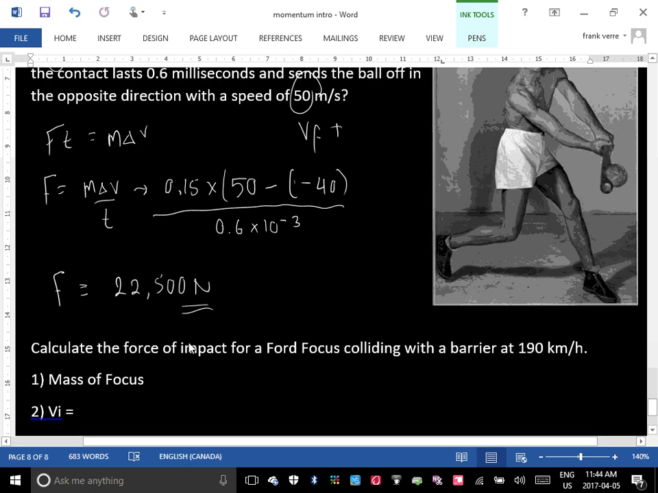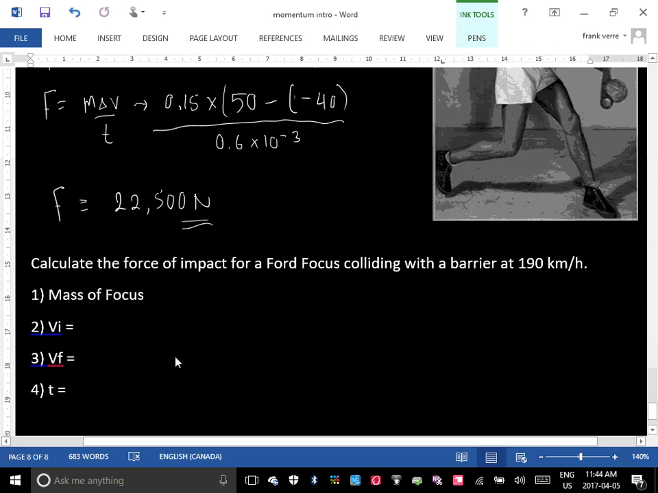We're going to do the same thing. Instead of looking at a ball, we're going to look at the force of impact for a car hitting a wall at 190 kilometers per hour.